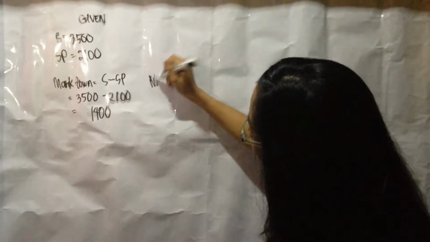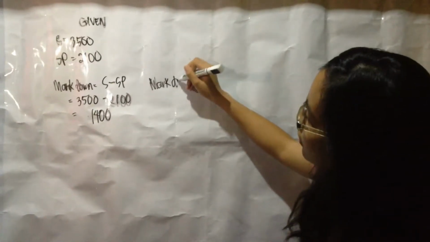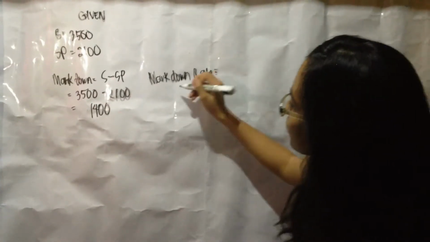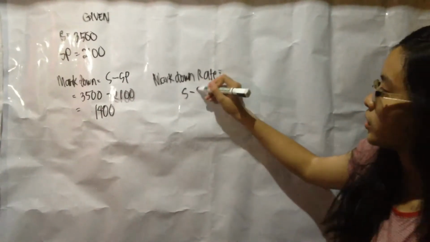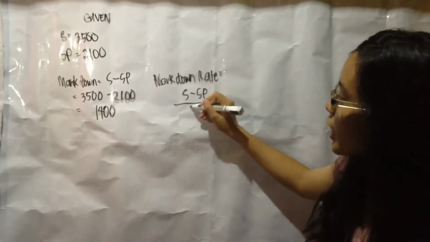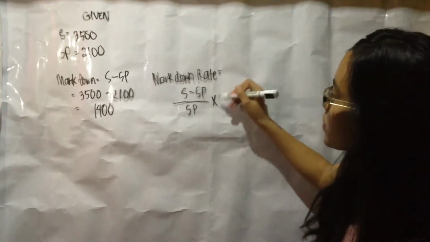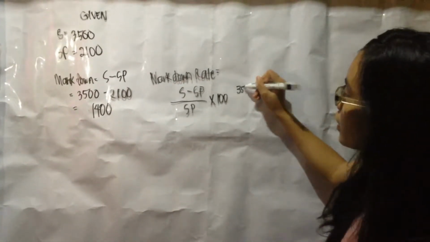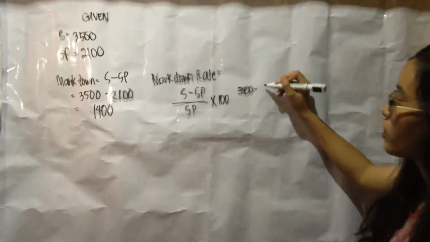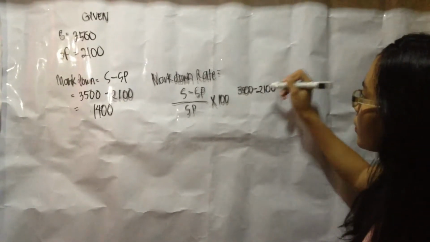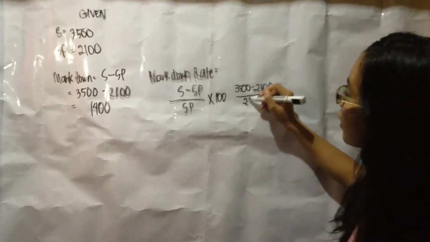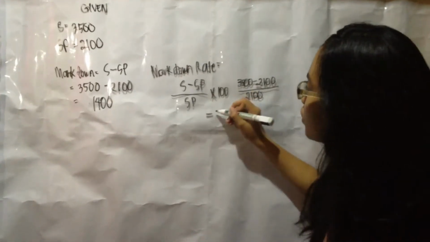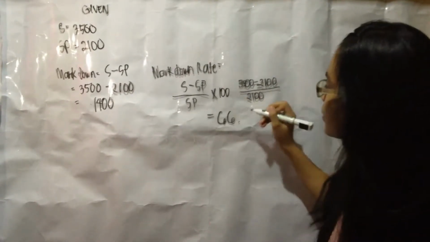Markdown rate is equals to S minus SP over SP times 100. So, 3,500 minus 2,100 over 2,100 is equals to 6.66%.